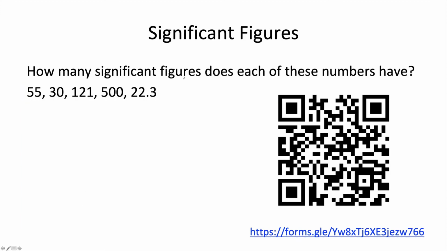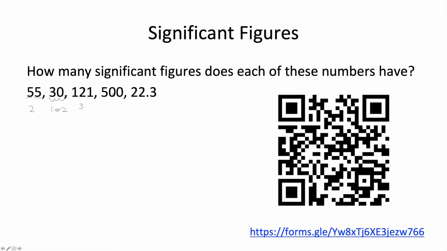Now, significant figures are something that you're going to need to use a lot as well. So how many significant figures does each of these numbers have? Well, 55, we've got 2 significant figures there. We've got the 5 and the 5 both being significant, so this is 2. Okay, 30. Now, this one can actually have 1 significant figure because this 0 may or may not be significant. So 30 is actually special. It can have 1 or it can have 2, because if it's just written as 30, we don't know if this 0 is significant or not. So this is 1 or 2 significant figures. 121, we've got 3 significant figures there, 1, 2, 3.